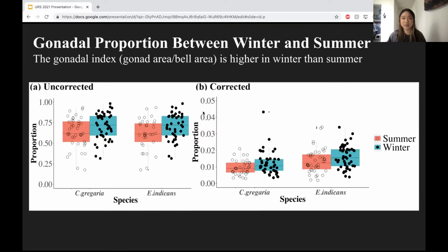But as you can see, the results did kind of show what we expected, where the gonad index, or the proportion, will be larger in the winter compared to the summer, as you can see in the green, blue, and the red, which shows us that during the winter, there is a slightly larger gonad area in proportion to the bell area than there is in the summer.